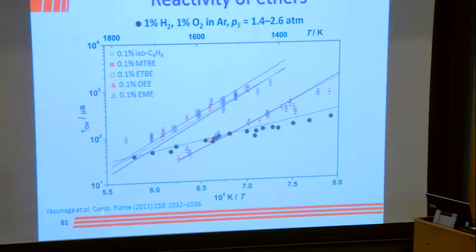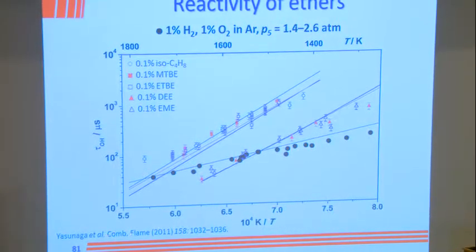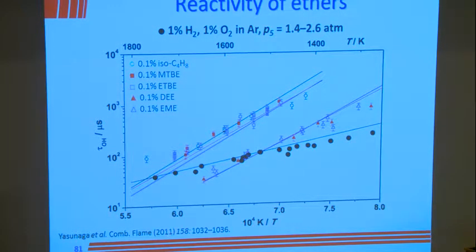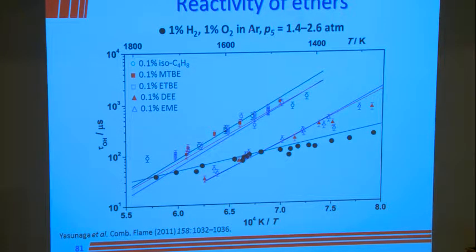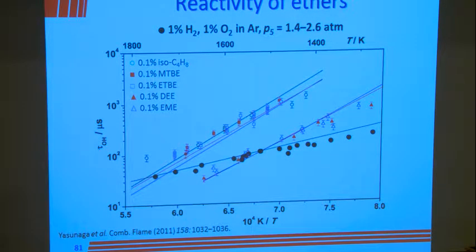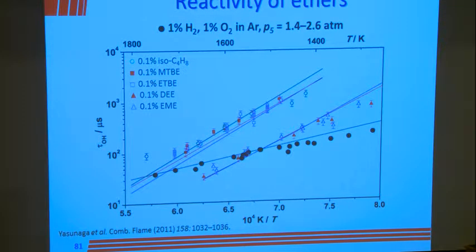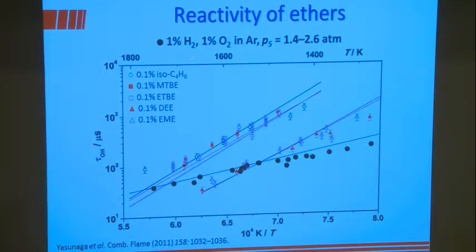So again, this is a plot from a paper by Kenji Yasunaga, published in Combustion and Flame in 2011. And what he did was he measured ignition delay times for a 1% hydrogen, 1% oxygen mixture in argon. So what's that, phi equal to 2? Is that right? No, phi is equal to 0.5, right? H2 plus a half O2 gives H2O. So phi is equal to 0.5, and 98% argon, so highly diluted in argon. He measured the ignition delay times as a function of inverse temperature, and these are the solid bullet points here. The pressures range from 1.4 to 2.6 atmospheres.